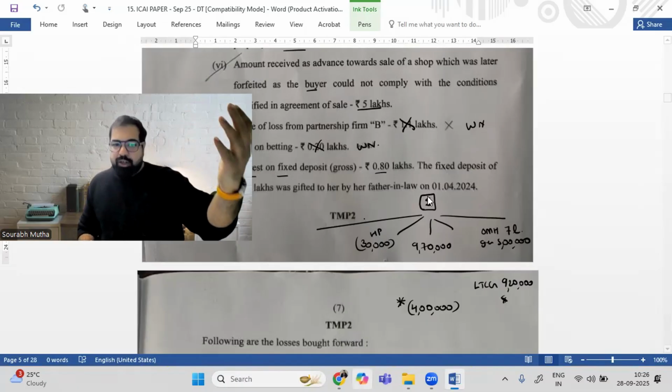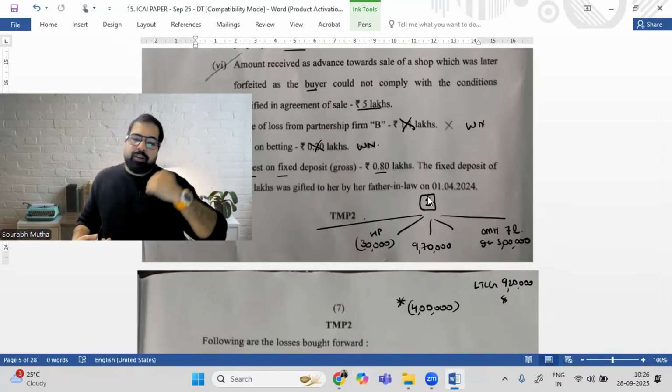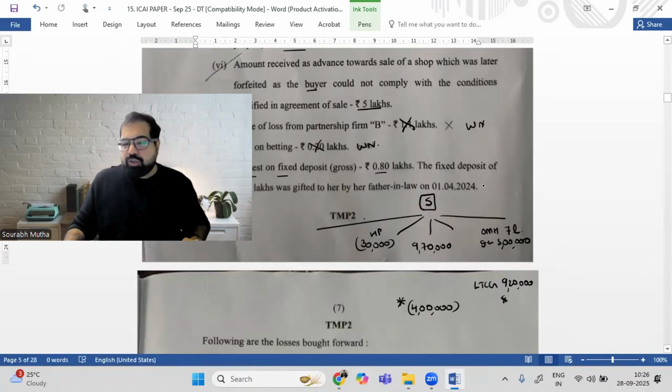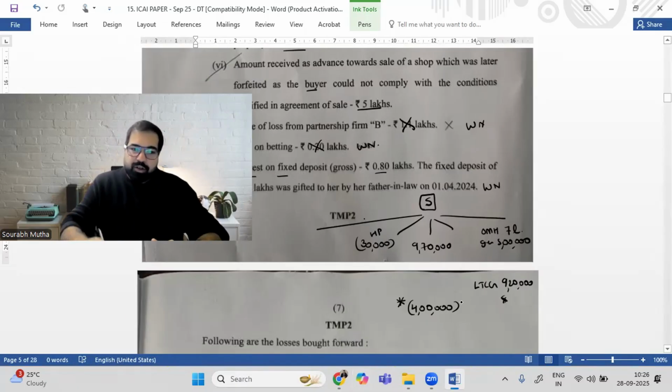Now, guys, when a father-in-law gives Surabhi something, of course, that asset will not be taxed, but their income will go back and will be taxed in the hands of the father-in-law. So this will be a working note. I will not include it in Surabhi's income. This amount, 80,000 rupees, will be taxed in the hands of the father-in-law. There's a section in clubbing of income.